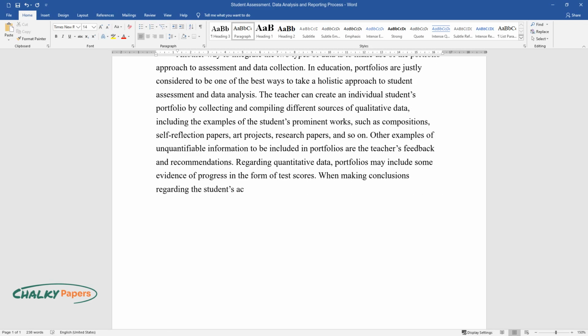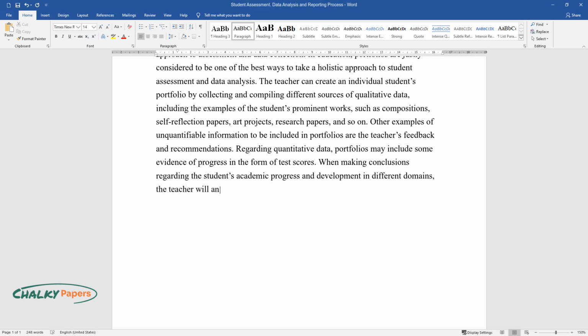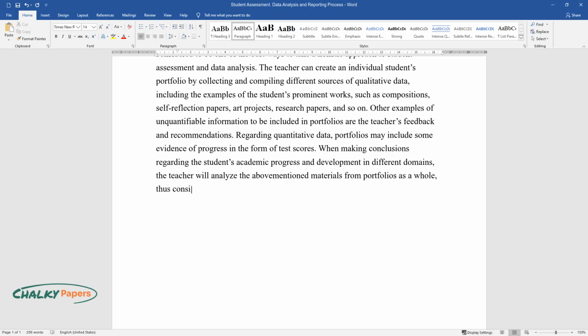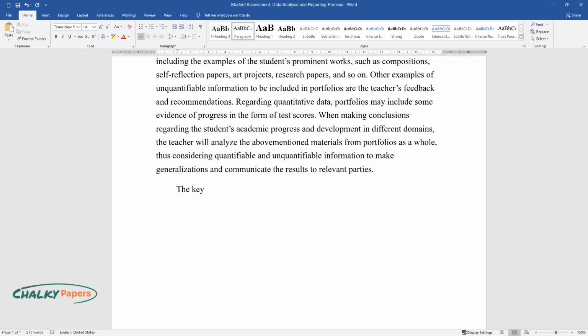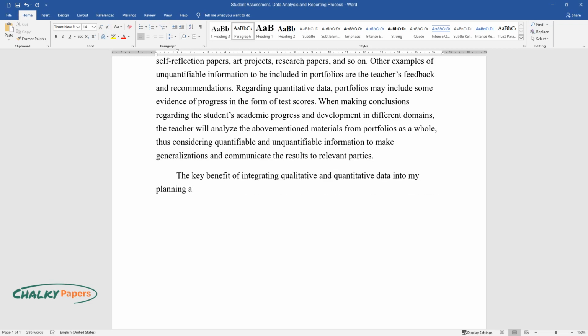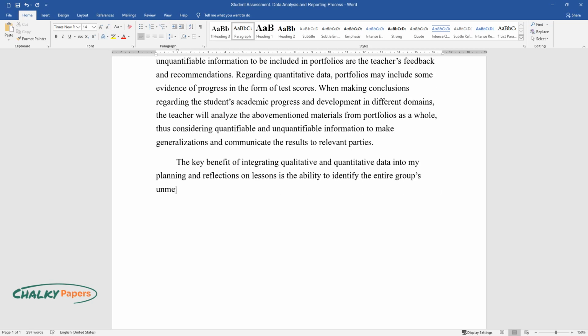When making conclusions regarding the student's academic progress and development in different domains, the teacher will analyze the above-mentioned materials from portfolios as a whole, thus considering quantifiable and unquantifiable information to make generalizations and communicate the results to relevant parties. The key benefit of integrating qualitative and quantitative data into my planning and reflections on lessons is the ability to identify the entire group's unmet learning needs without ignoring the unobvious issues affecting individual students.